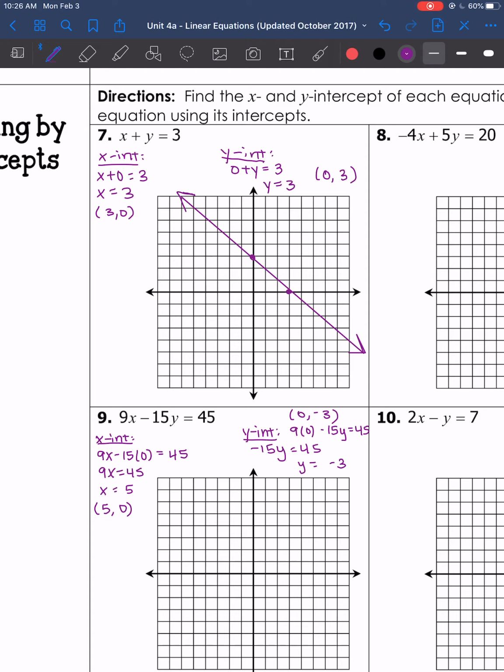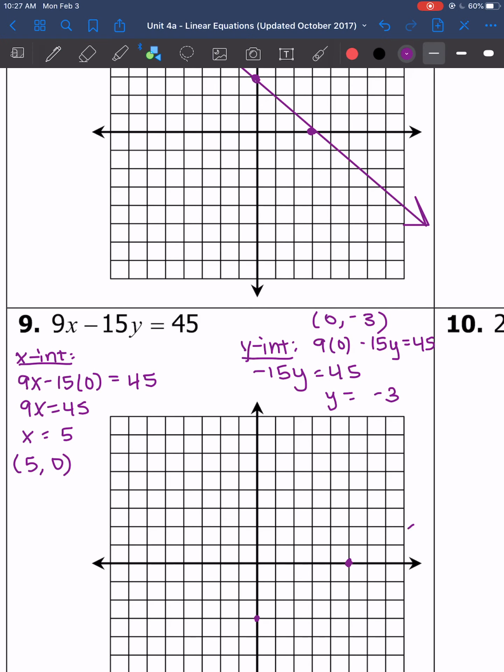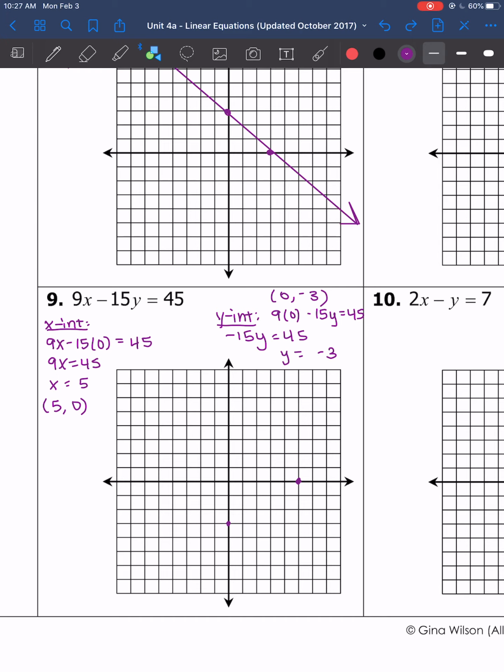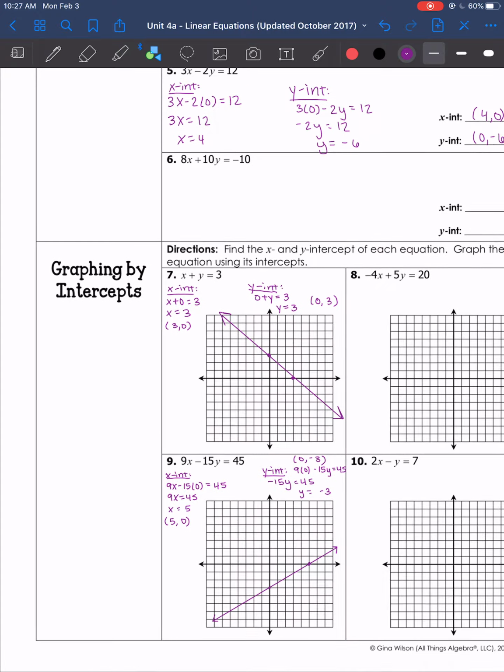So let's plot these points on here. 5, 0 is right there, and 0, negative 3 is right there. So what we're going to do is connect these points with a line. There we go. So that is your line. And that is how you graph and find intercepts.